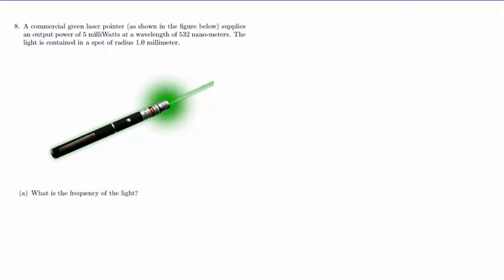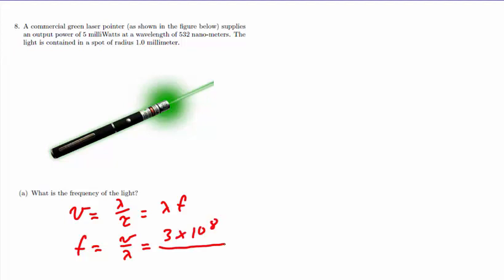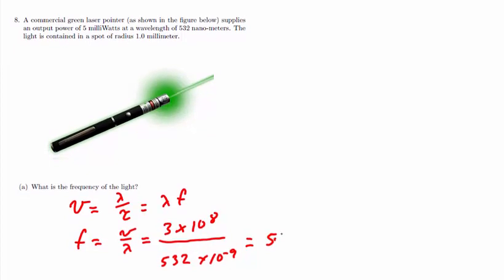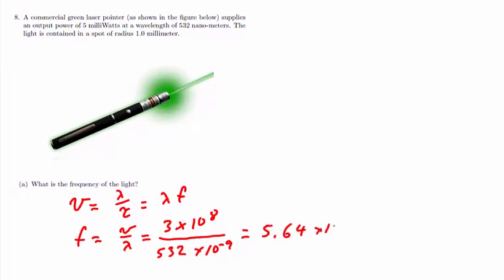In Part A, we're asked for the frequency of the light, and we recognize that for any wave, the velocity of that wave is 1 wavelength per period, or lambda times f. Solving this expression for the frequency, we put in the velocity of light, 3 times 10 to the 8 meters per second, and the 532 nanometers, where nano is 10 to the minus 9, and we get a frequency of 5.64 times 10 to the 14 hertz.